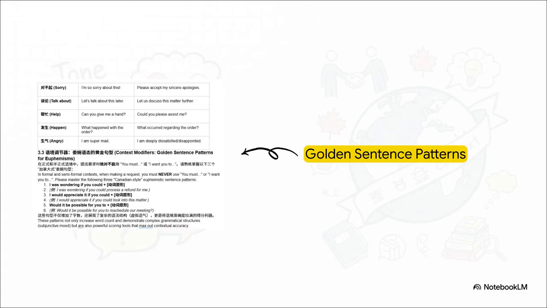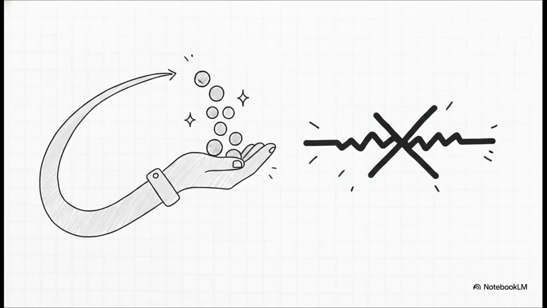Our source material reveals 3 context modifiers. These are our golden sentence patterns, designed to perfectly soften your requests so you sound polite, professional, and culturally spot on. Let's break down the first golden pattern. Pattern 1 is, I was wondering if you could, followed by the base verb. Let's look at a simulated application for the test.